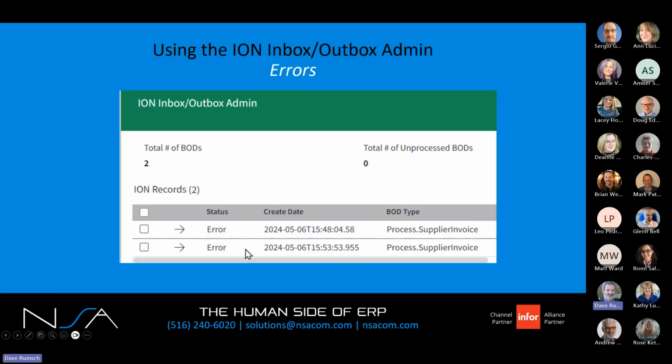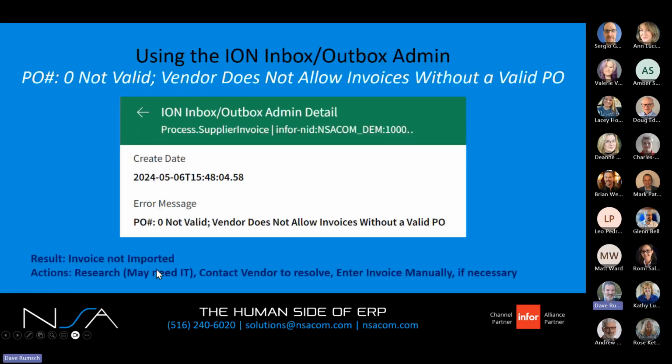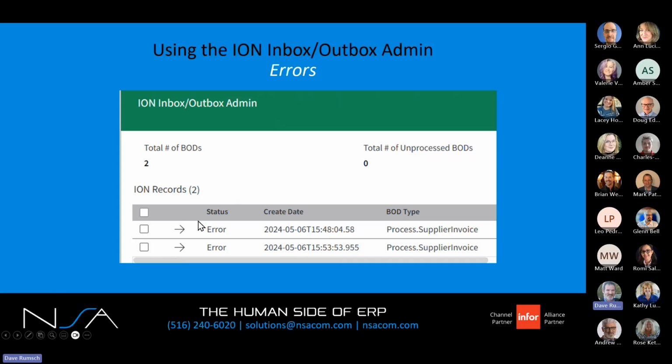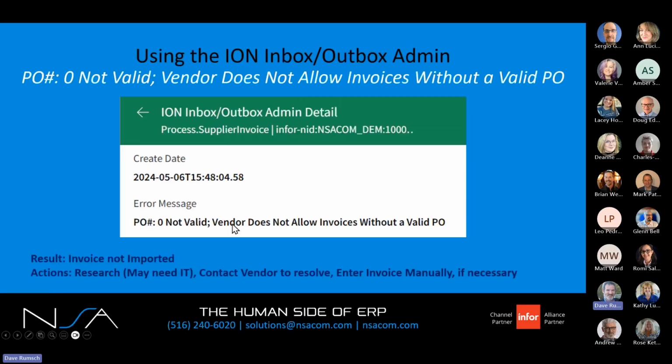This is what you might see from the errors in the inbox outbox. So it finds 2 errors. Well, what are they? If I drill down, I click on that arrow and I drill down, it's going to give me the error message at the top. And in this one, the vendor doesn't allow invoices without a valid PO. So in this case, it was not imported. You need to research it. You may need IT to do that. I'll show you a little bit of that in a second in the software. Contact the vendor to resolve and then re-enter the invoice manually.